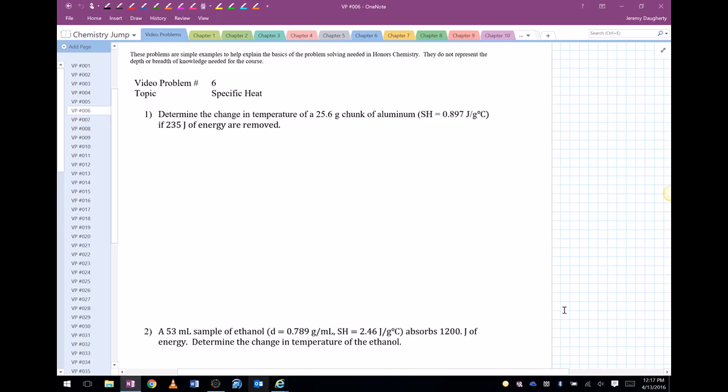Video problem number six, we have two problems now, both using specific heat capacity. Let's get started. Determine the change in temperature. So we're looking for the delta T of a 25.6 gram chunk of aluminum.